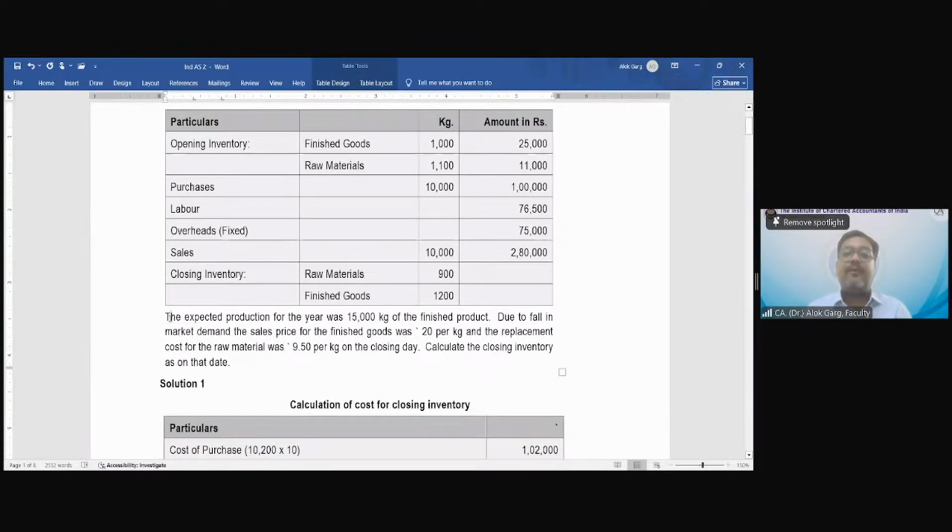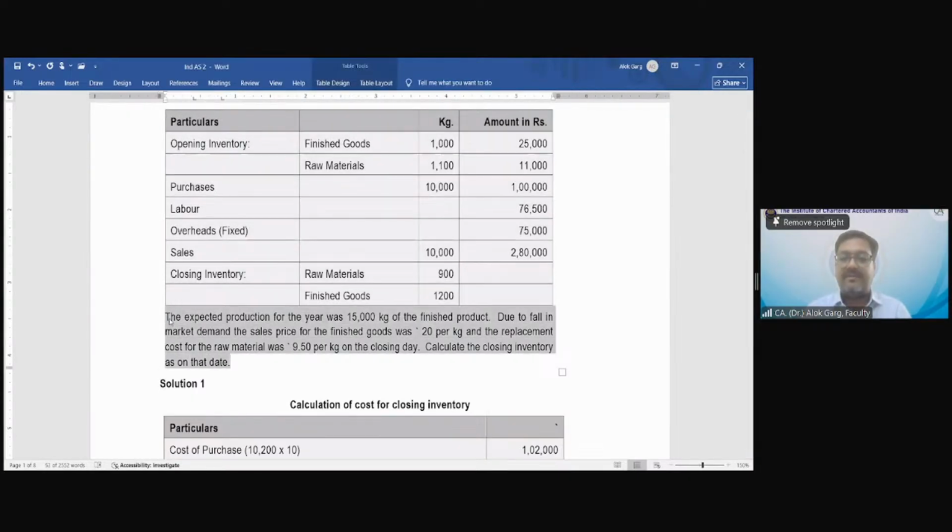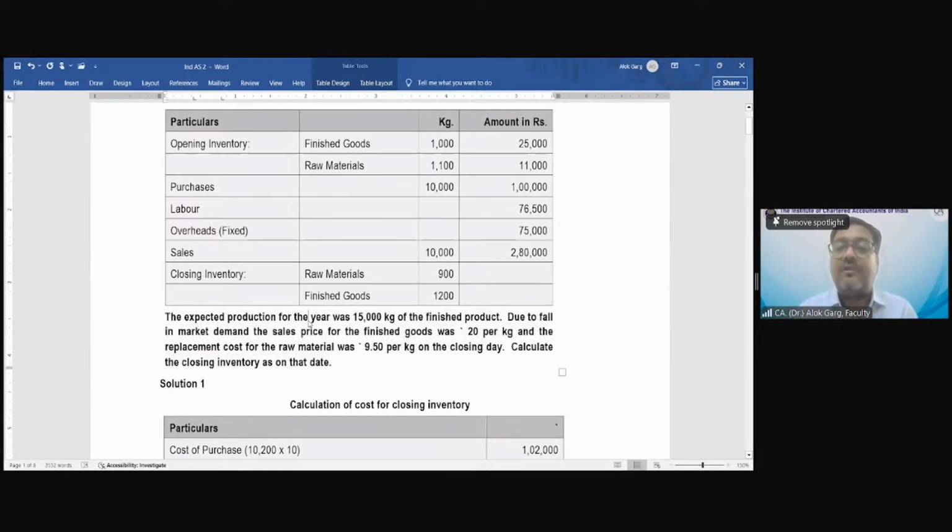The expected production for the year was 15,000 kg of the finished goods. Due to fall in market demand, the sale price of the finished goods was rupees 20 per kg and the replacement cost for the raw material was 9.5 per kg on the closing day. Calculate the closing inventory as on that date.